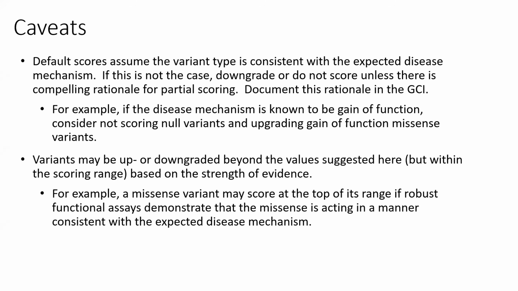Also, remember that variants can be up or downgraded beyond the values suggested here, but within the scoring range, based on the strength of your particular piece of evidence. So if you have a missense variant with very robust functional data that you feel is very convincing that the variant is causative for disease, you might score beyond what we have put as the suggestion in the table. Again, always checking with the GSEP for the final appropriate variant scoring.